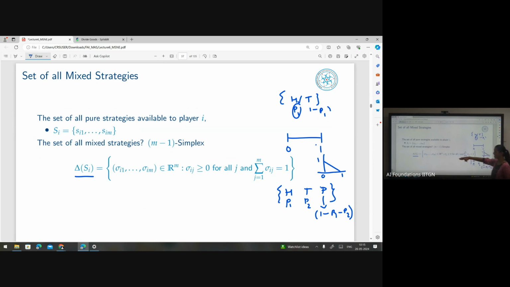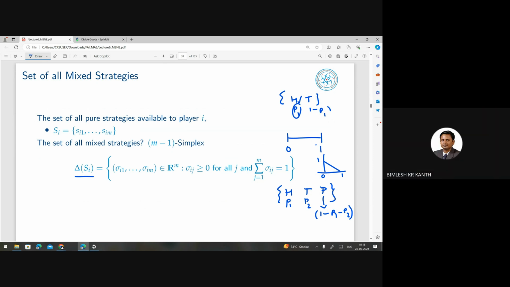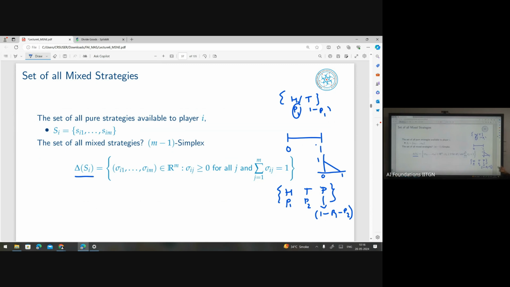This is the definition of an m minus one dimensional simplex: all the possible vectors in R to the m such that each entry is non-negative, not strictly positive, and the sum is equal to 1. So this is how you define the set of all mixed strategies. Any questions? This m minus 1 is kind of the degree of freedom. Yes, sort of. The parameters of this particular space.